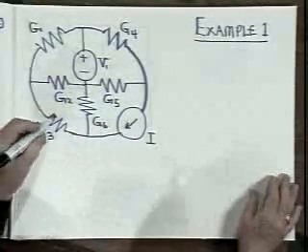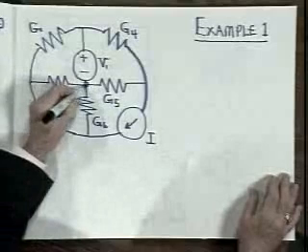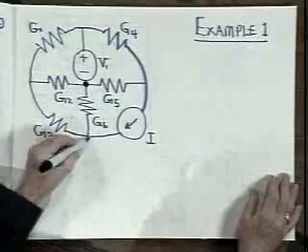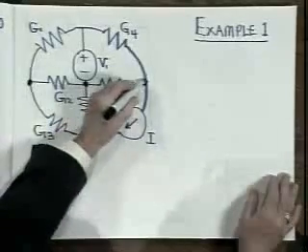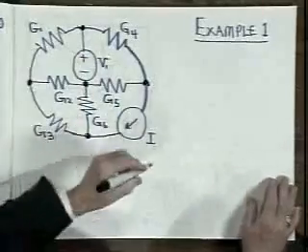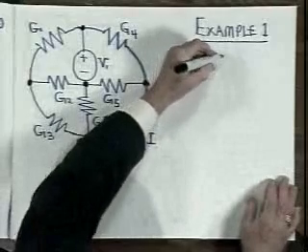Now, what have we got here? 1, 2, 3, 4, 5 nodes. This example has 5 nodes.